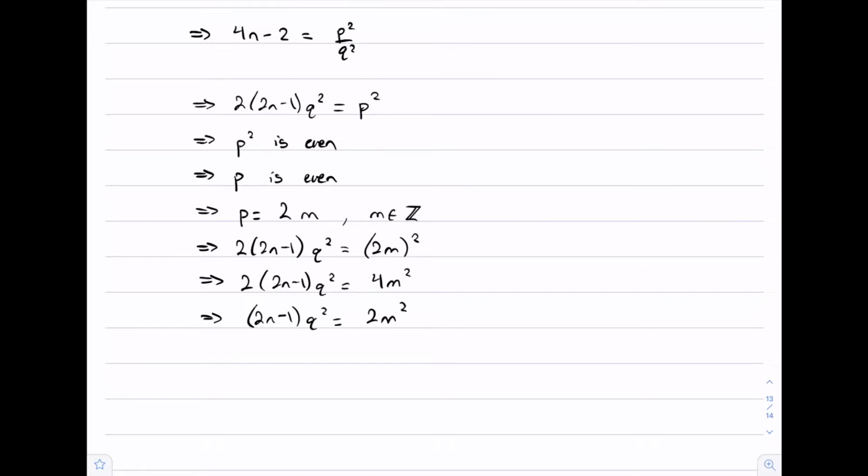And now it's very tempting to write the next step, which we know from the proof that the square root of 2 is irrational, that q squared is even. And that is true. In this case, q squared is going to be even. But we need to be a little bit more careful in this proof because there is a possibility that something could go wrong. And we need to justify exactly why q squared is even.